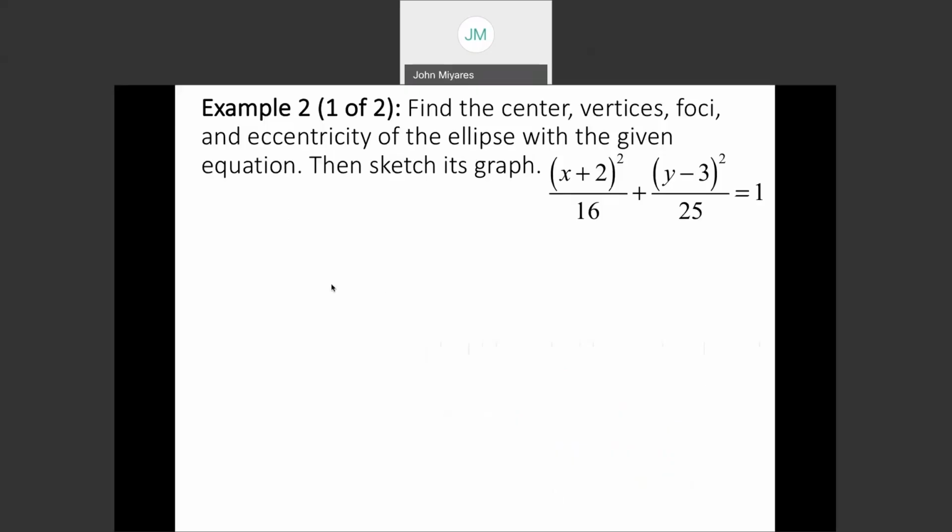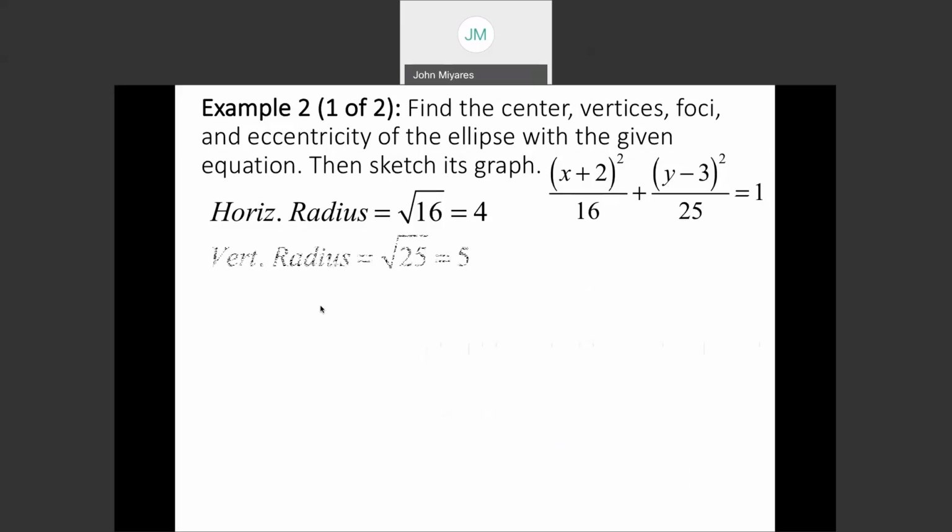Looking at this equation, the horizontal radius will be the square root of 16, which is 4, because that's the denominator of the x terms and its square root. The vertical radius will be the square root of 25, which is 5, because that's the value of the denominator of the y terms. Since the b value is greater than the a value, that tells us this time that the major axis is going to be vertical.